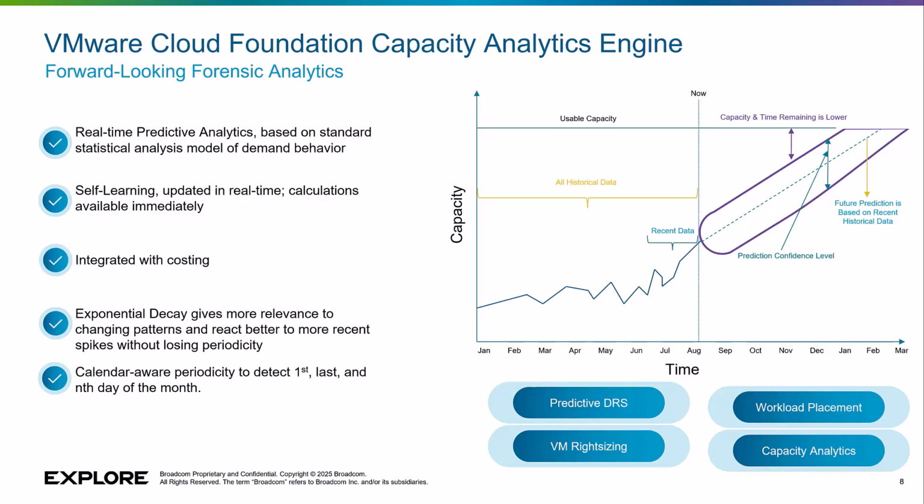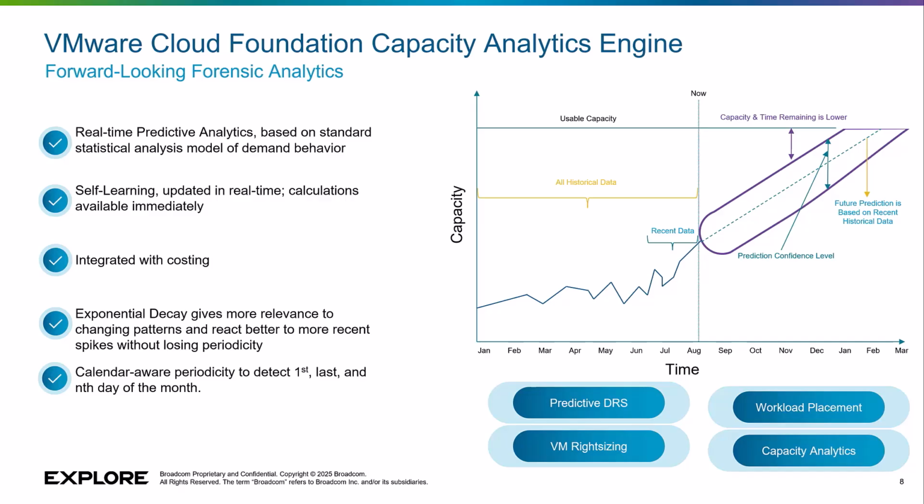And so when we break it down at a component level, we're looking at predictive analytics, right? Instead of just showing past usage, the capacity engine takes your historical data and projects it into the future to estimate when you may run out of capacity.